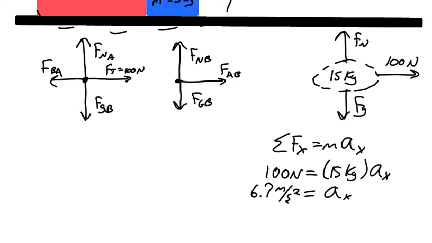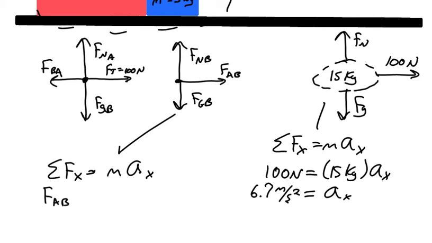Now we could take that number and put it back with either of these forces individually to figure out how big that contact force between them is. So let's look at block B, the blue one here. The net force acting on block B will be equal to mass times acceleration. And then the net force here is just going to be that force from A acting on B. There's only that one force in the x direction.